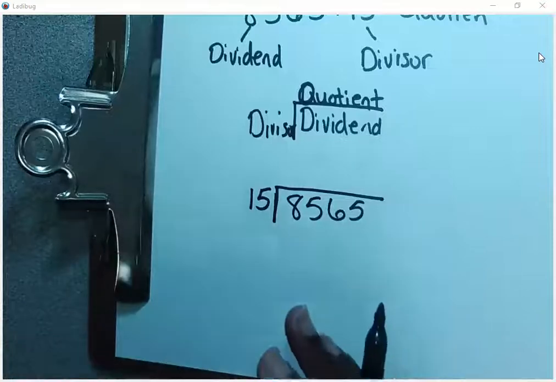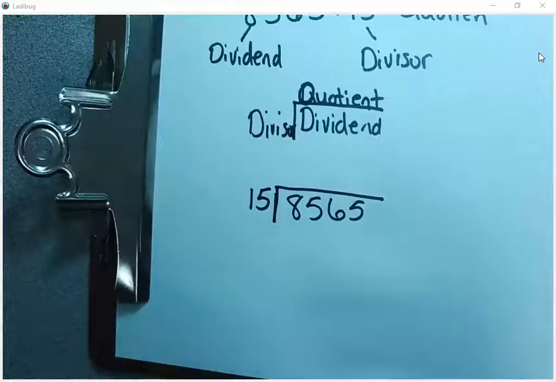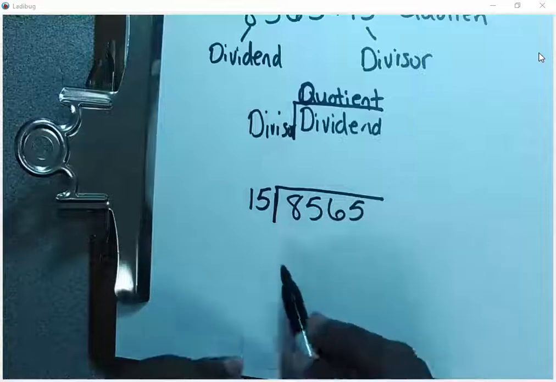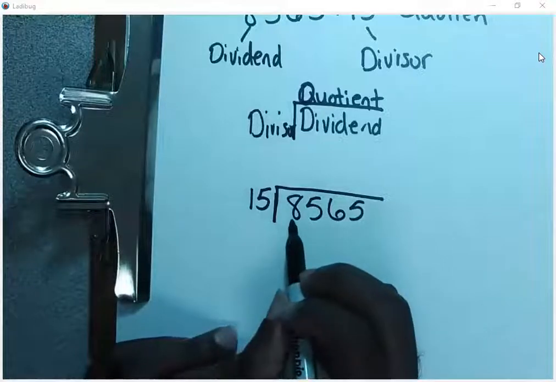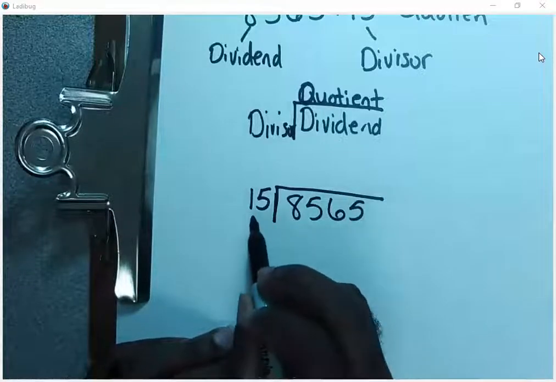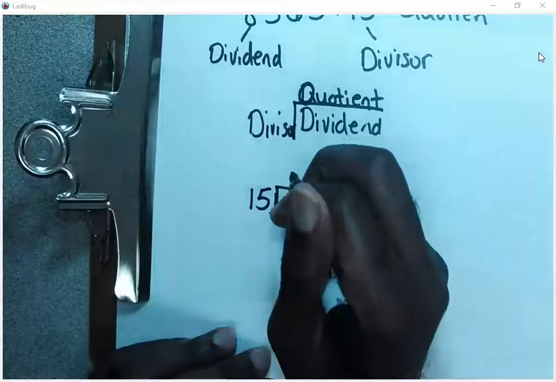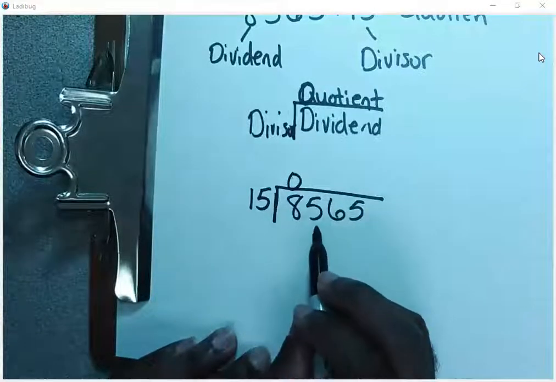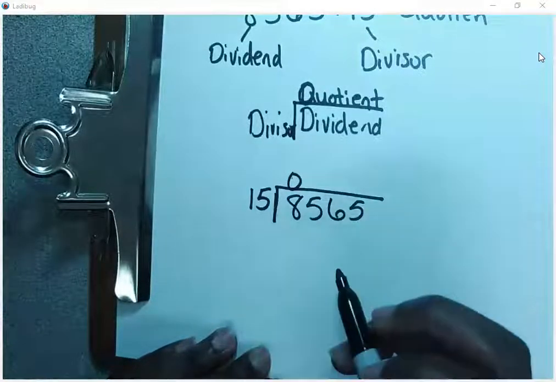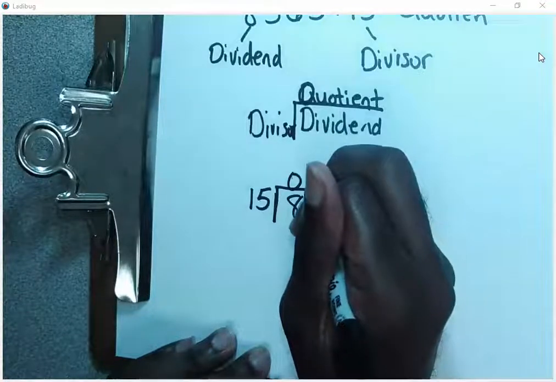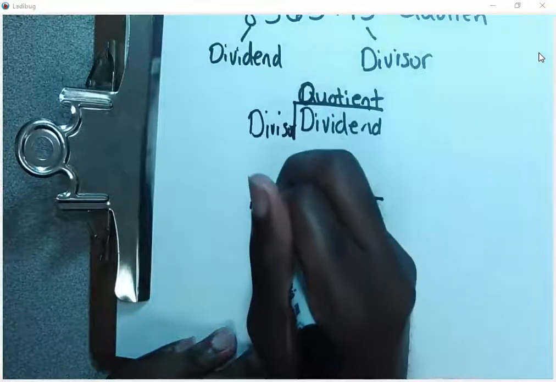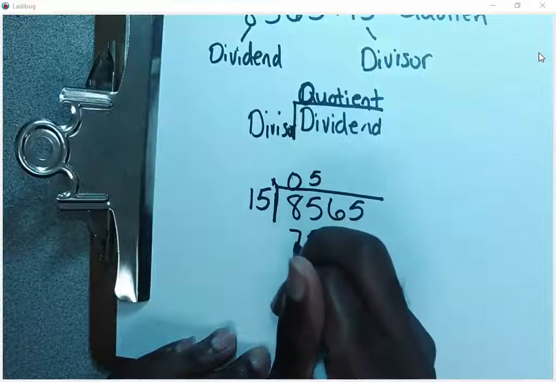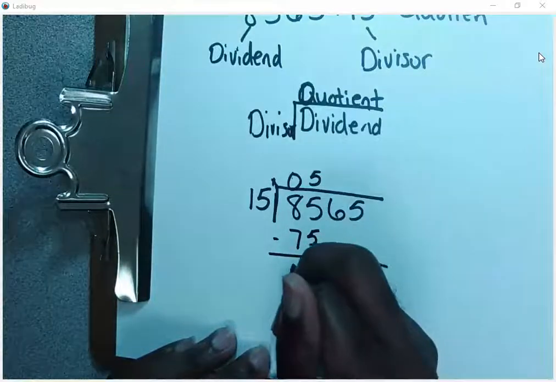Now, sometimes I'll have a remainder, sometimes I won't. So let's see what happens when we go and divide. So 15 into 8 cannot happen because 15 is larger than 8. So I'll place a 0 on top. 15 can go into 85. It can go into 85 5 times. 5 times 15 gives me 75. I subtract. Now I have 10.